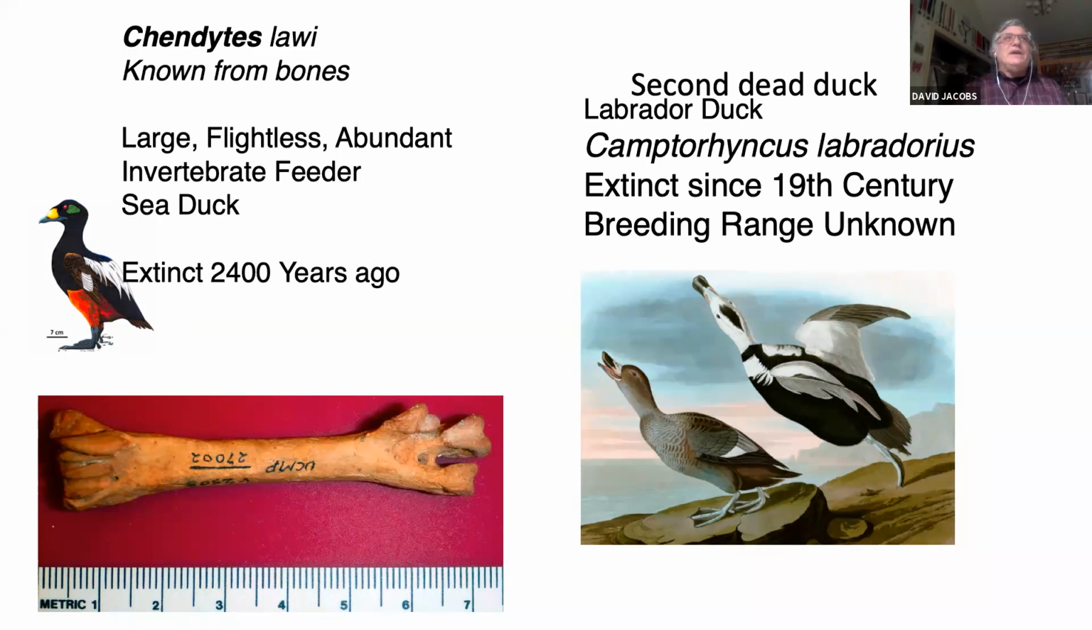On the right, we have another duck, the Labrador duck, a relatively well-known duck that basically hung around on the east coast of the United States and got shot. So Audubon painted it, but it went extinct in the 19th century. And little is known about its breeding range, but it wintered sort of in the New York area, and met its demise there.